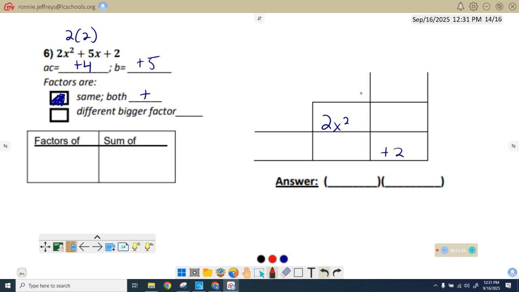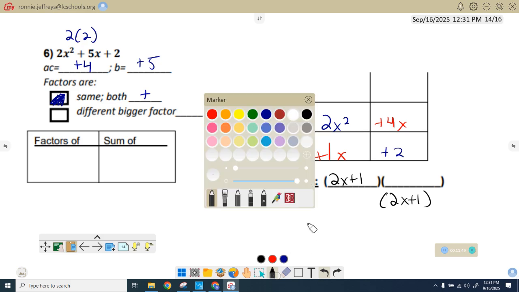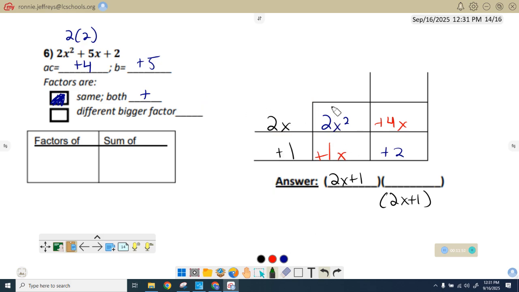All right. What two numbers, when you multiply them, you get 4, but when you add them, you get 5? 2x plus 1. One x plus 2.